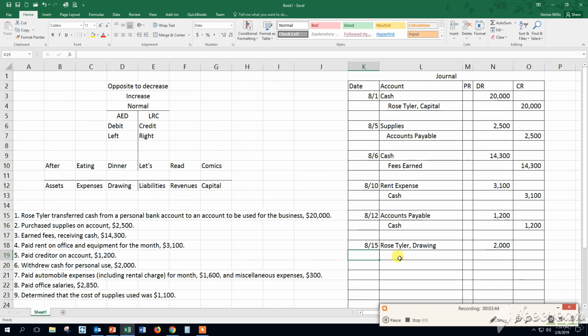Now, what does the business no longer have? We no longer have that cash. Cash is going down. Okay, cash has a normal debit balance. Cash will increase with a debit. So if cash is decreasing, we give it a credit. So let's credit cash the $2,000.